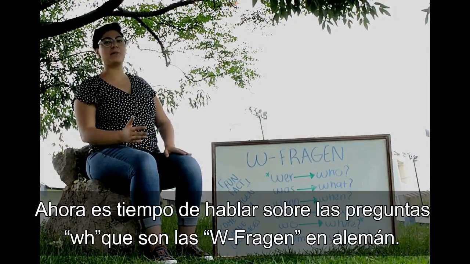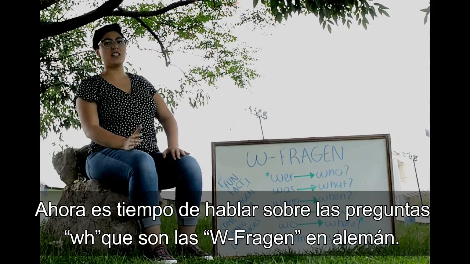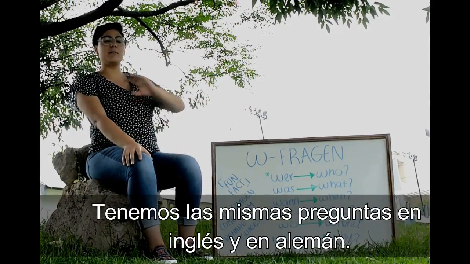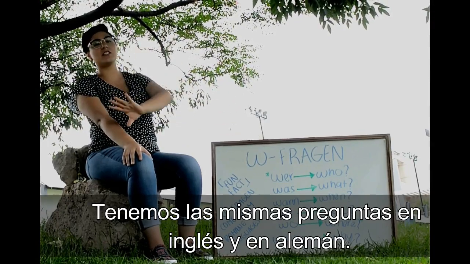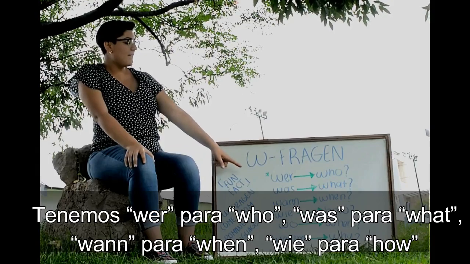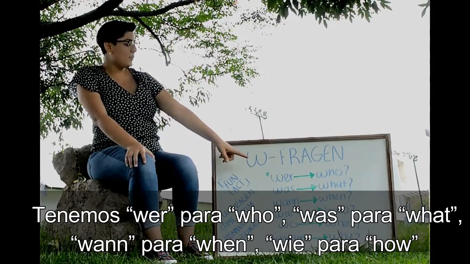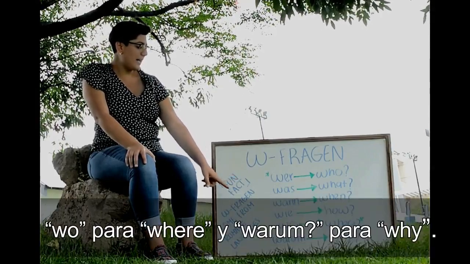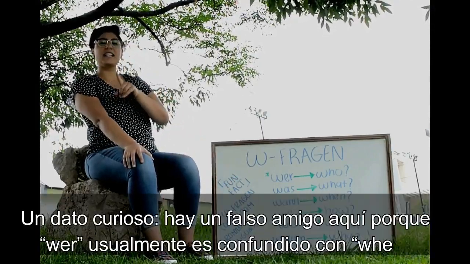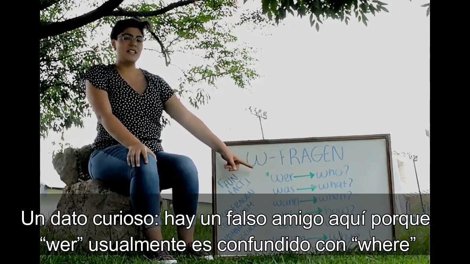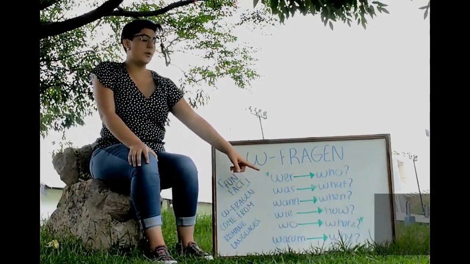Now it's time to talk about the WH questions, that are the W-Fragen in German. We have the same questions in English and the same questions in German. And we have wer for who, was for what, wann for when, wie for how, wo for where, and warum for why. Fun fact, there is a false friend in here because where is often confused with where when it really means who.